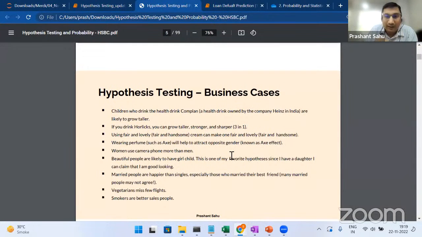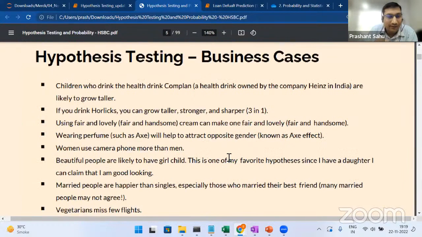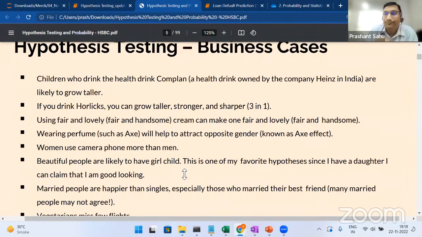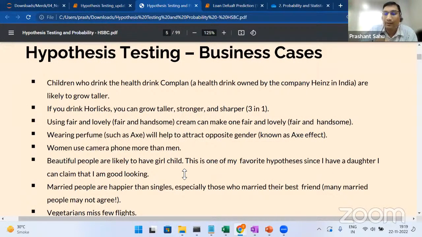Can I increase the size slightly? Yes. I'm sure this is visible.